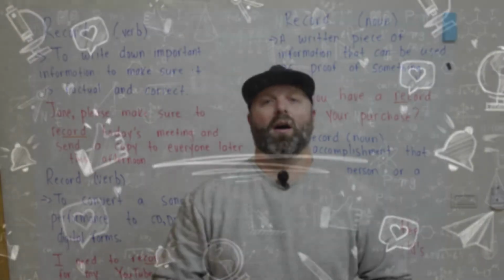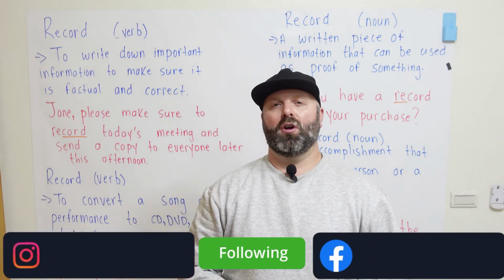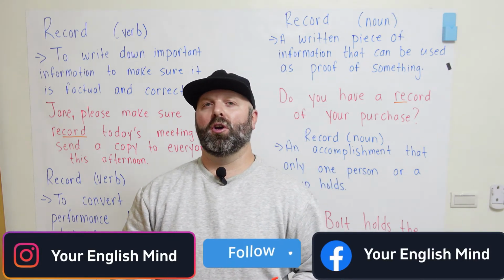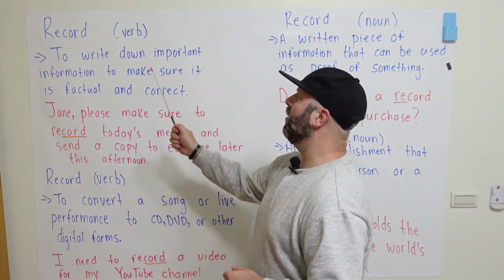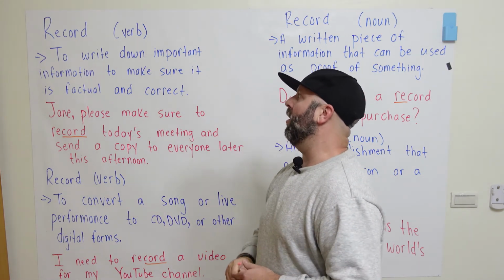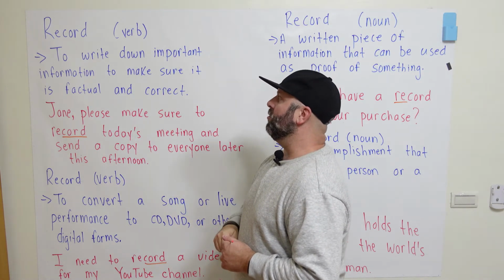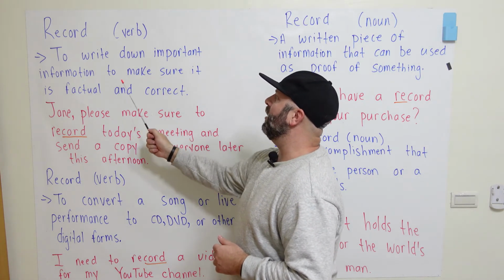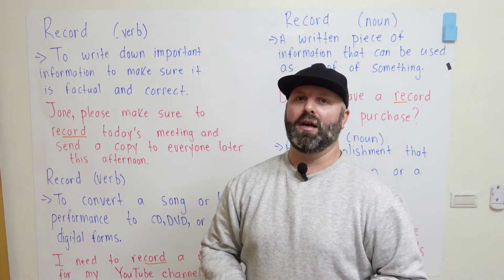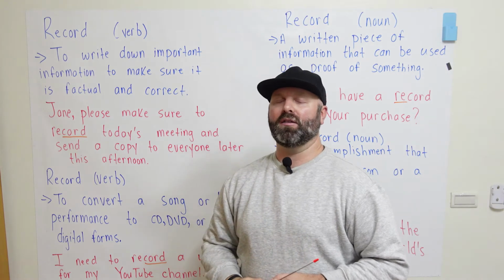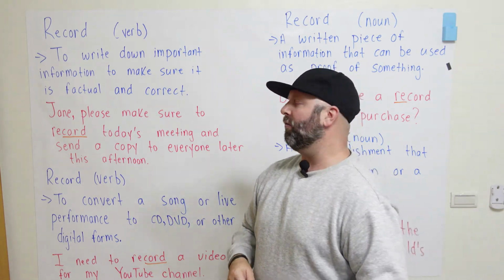All right, let's look at our third homograph, which is record and record. Okay, so let's focus on the verb first. Now, when we use this word as a verb, one of the ways we can use it means to write down important information to make sure it is factual and correct. Okay, so record means to write something down so you can remember it for later.